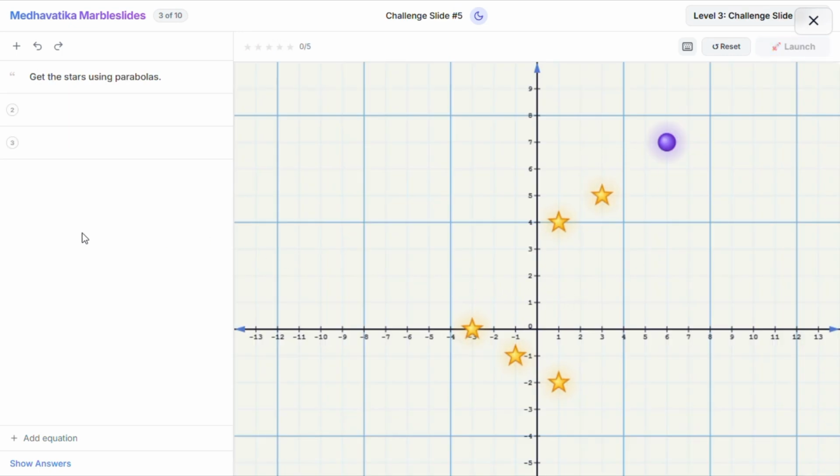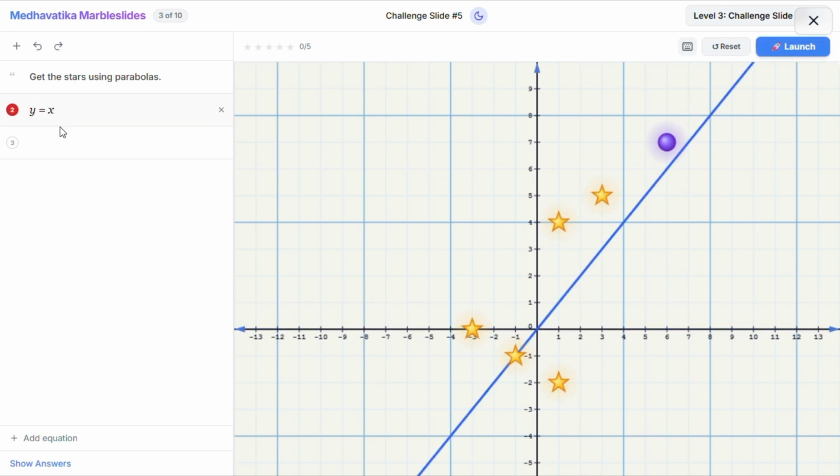On the challenge slides, we are essentially building a piecewise function. This is a single path made up of several different equations joined together. By combining linear equations, which are straight lines, with quadratic parabolas, we can create complex paths that navigate around obstacles.